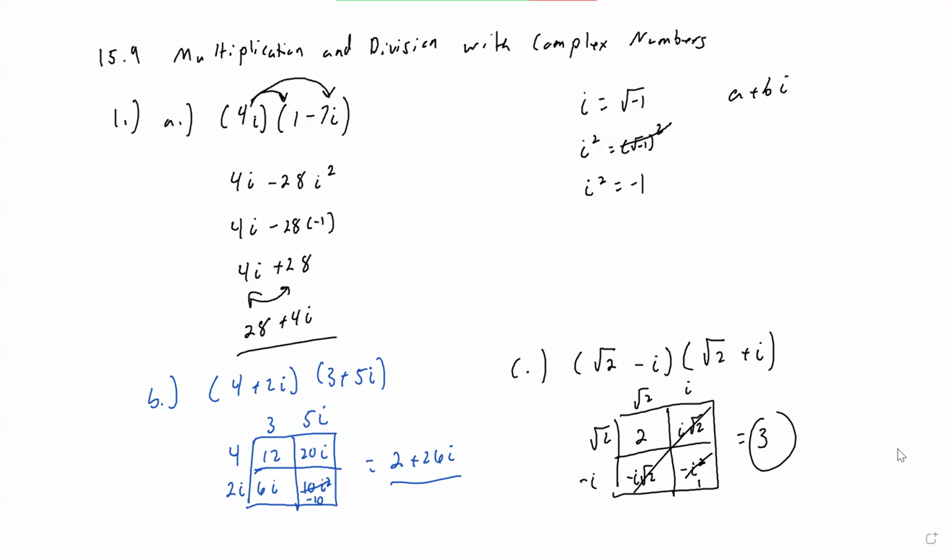So let's look at some division. So number 2, A, is 8 over 1 minus 2i. Since i is equal to the square root of negative 1, I cannot have a radical on the bottom. So just like before, I'm going to multiply by what we call the conjugate. And the conjugate, again, is going to be the exact same thing, but I'm going to change the sign in the middle. So instead of 1 minus 2i, I'm going to multiply by 1 plus 2i, both on the bottom and on the top.